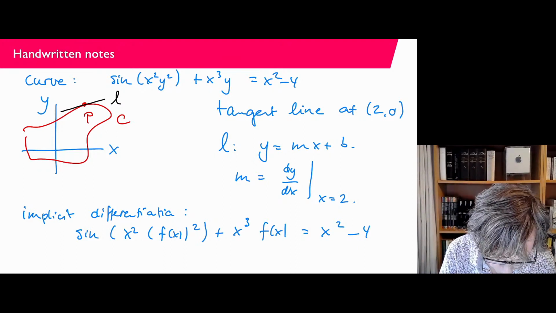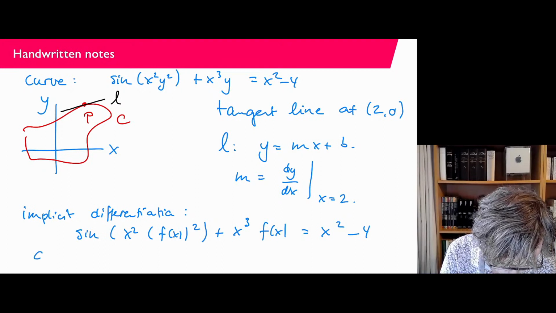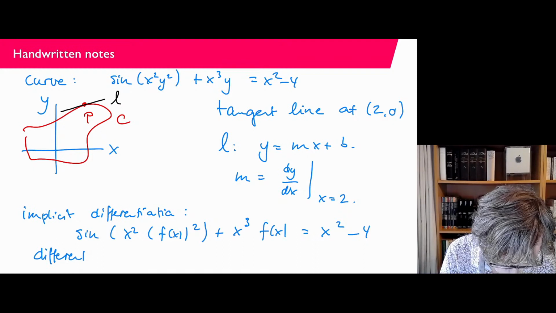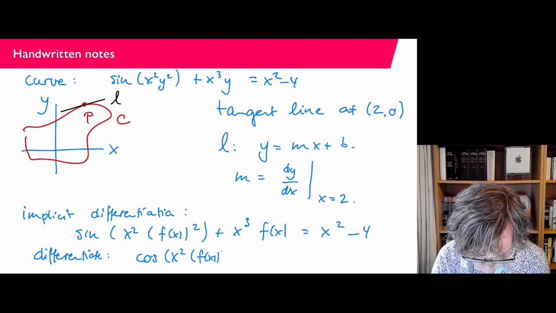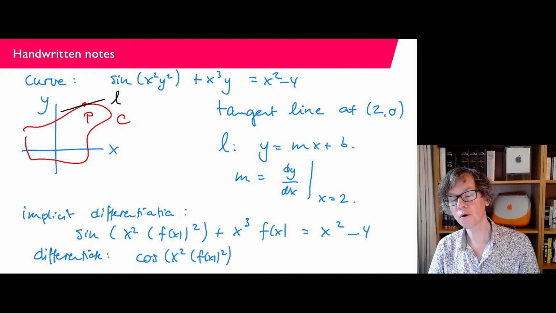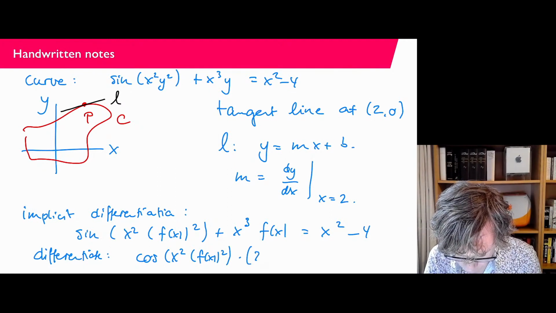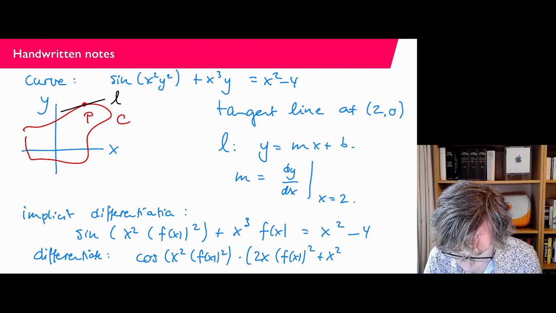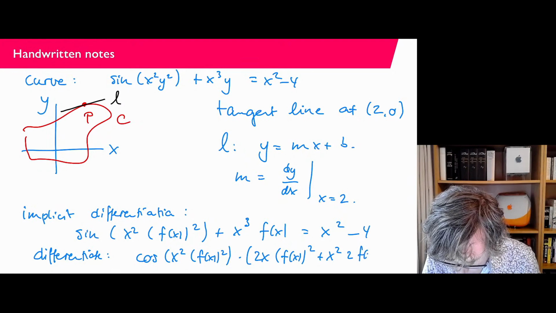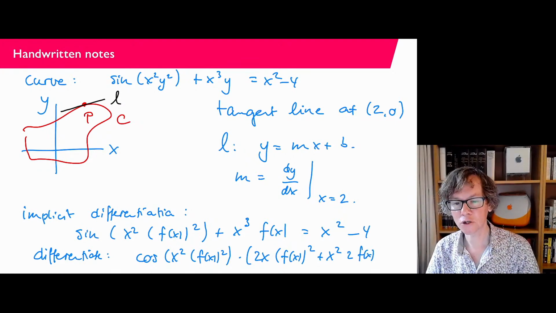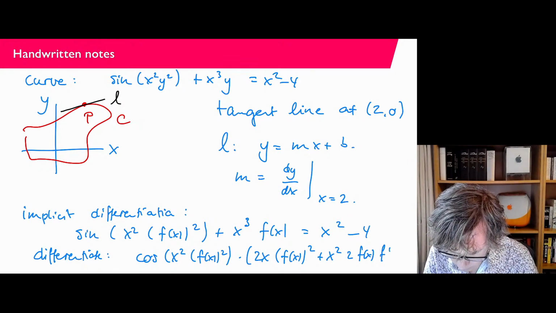So the sine, if you differentiate that, you get the cosine. So then we get the cosine of x squared f(x) squared. Chain rule, so I also have to differentiate x squared f(x) squared. So that's going to be times 2x f(x) squared plus x squared. Derivative of f(x) squared is 2 times f(x). And then with the chain rule, we get an additional f prime of x.